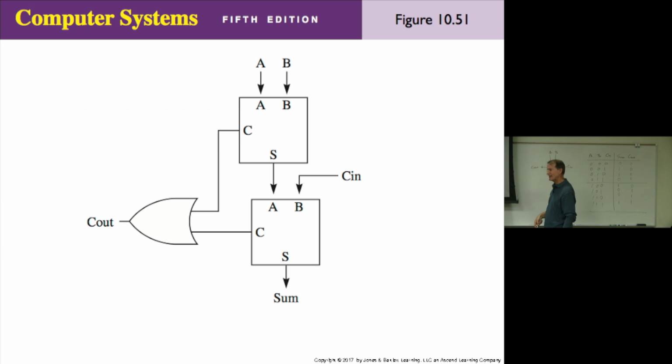Question? If you had 1 on both of the C outs, how come you don't lose 1 after you OR them? That's a really good question. We have to make sure that this C out, with the OR gate being the OR of these 2 C's, is correct. Can you convince yourself why that is correct?